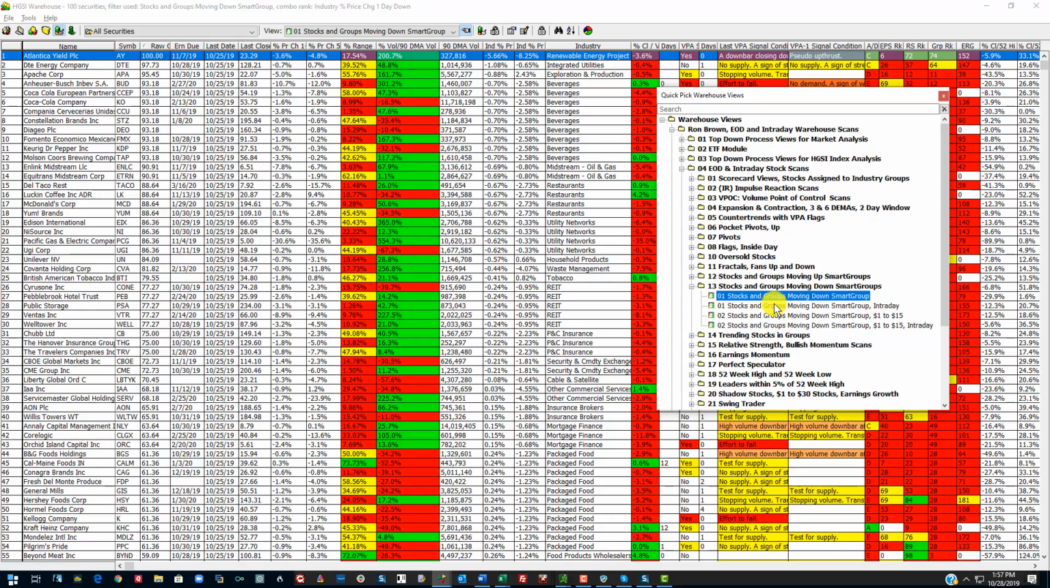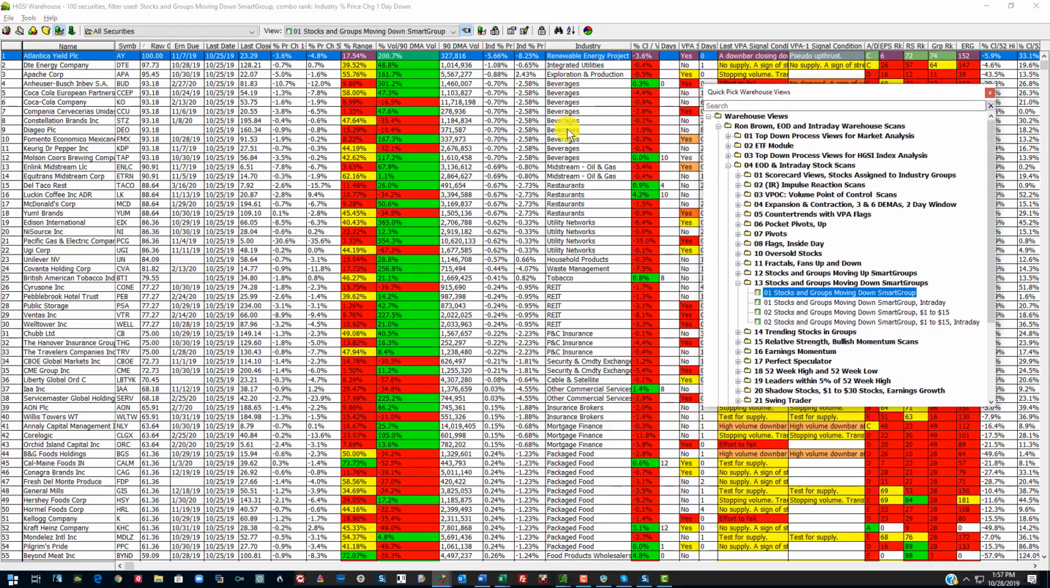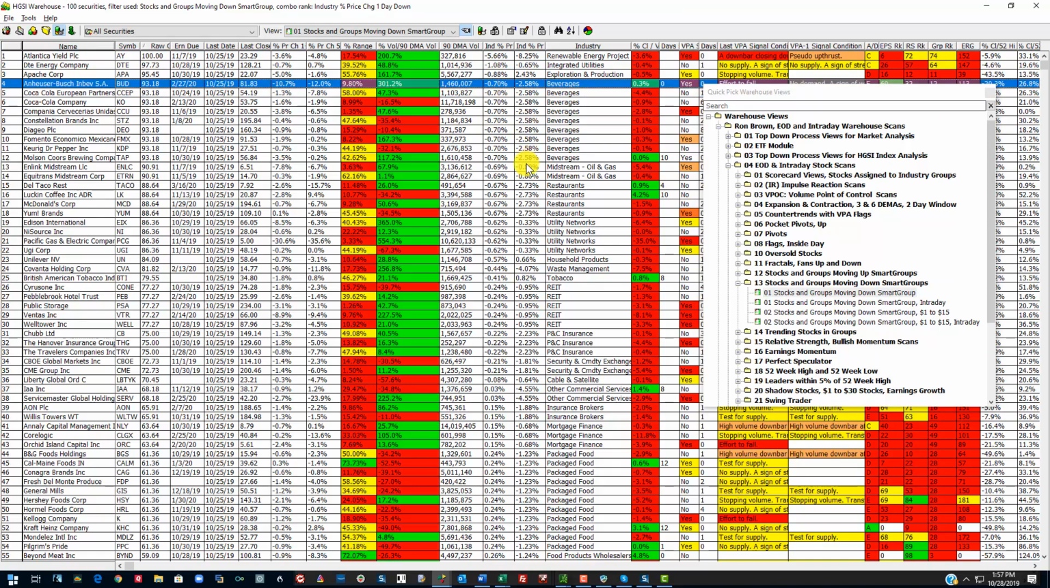So if I click on the end of the day, you can see that my combo rank is industry percentage price change 1 day down. So these are the groups that were down the most at the end of the day. But since I just updated these prices, these are the groups that are down the most today. And looks like renewable energy project is the group, but followed by exploration and production, beverages, and so on.